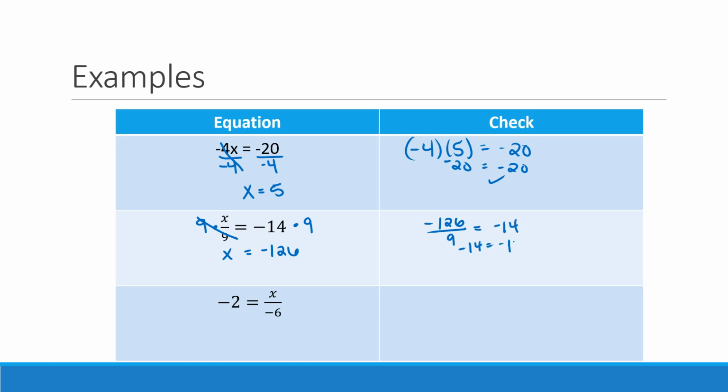So it does work. This side, x is being divided by negative 6. So the opposite of dividing is multiplying. So I'm going to multiply both sides by negative 6. Negative 6 times negative 2 is going to give me a positive 12. Check our answers. Plug in 12 divided by negative 6. Does that equal negative 2? And yes, it does.